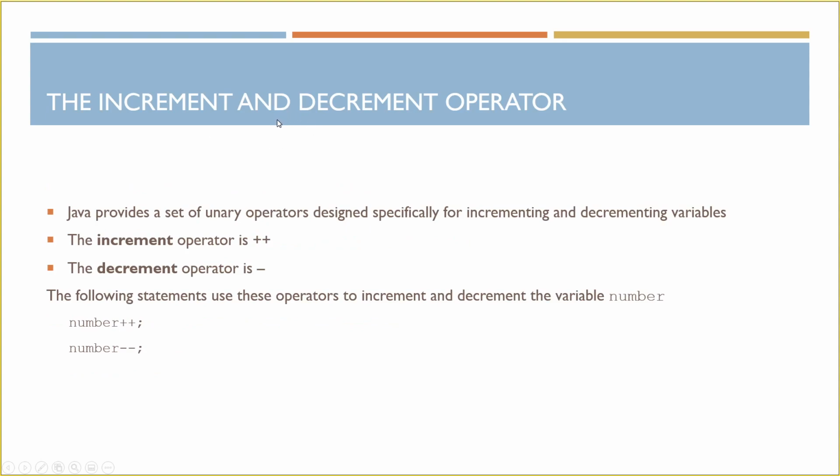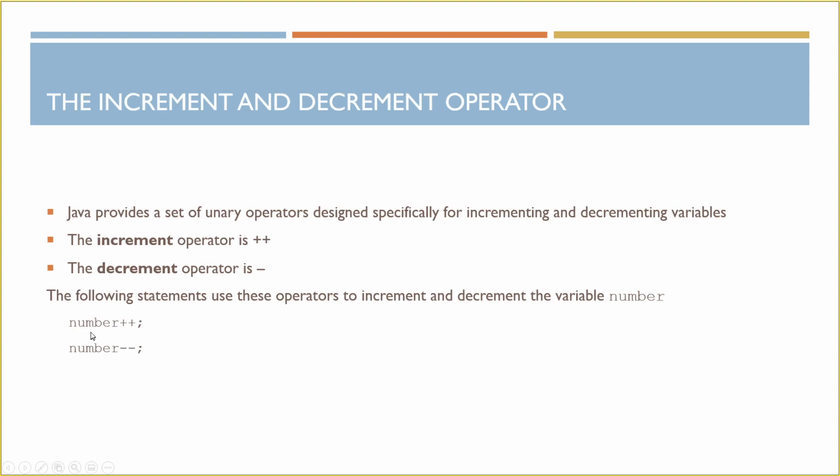So incrementing and decrementing, right? We've said incrementing is increasing by 1, decrementing is decreasing by 1. Java actually provides us a set of operators. These are unary operators, which, remember, a unary operator only needs one operand. So we can increment and decrement variables with these unary operators. So if we want to increment, we use plus plus. If we want to decrement, we use minus minus.